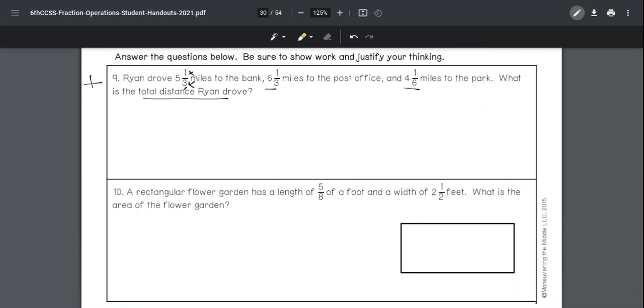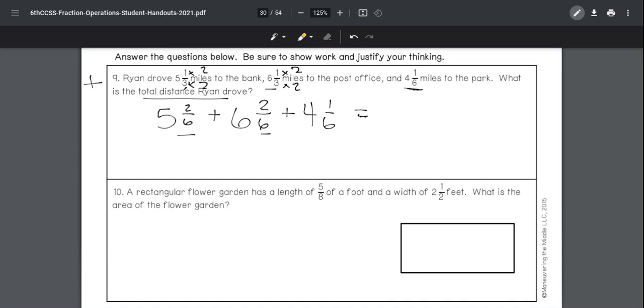So I have to multiply these two fractions by 2 top and bottom. And this one will stay the same. So I'm going to rewrite my new problems. 5 1/3 turns into 5 2/6 plus 6 2/6 plus 4 1/6. Now that our denominators match, we've rewritten our new fractions. Now I'm going to add my fractions.